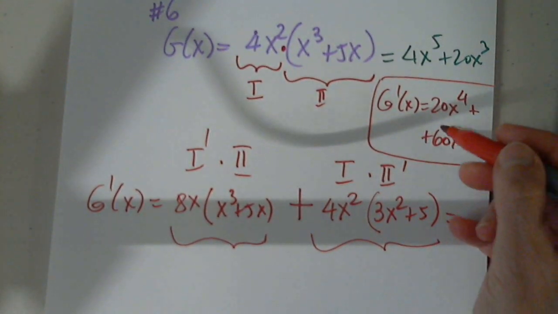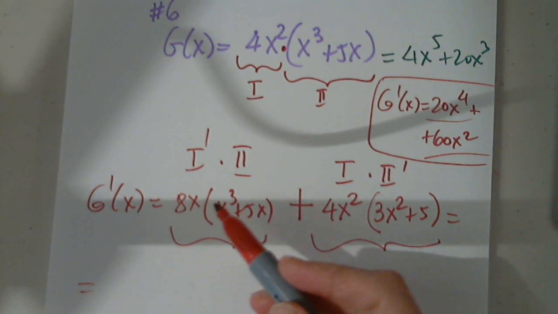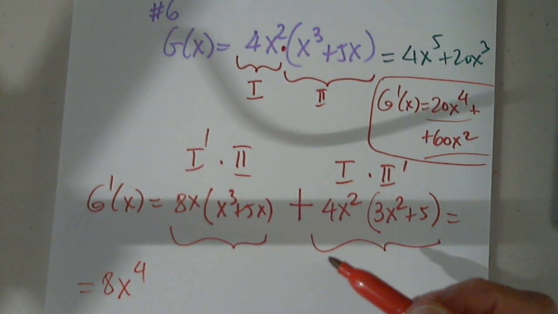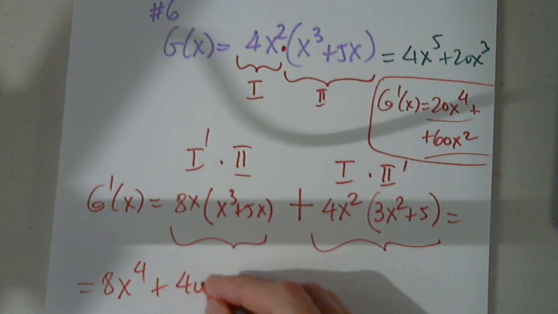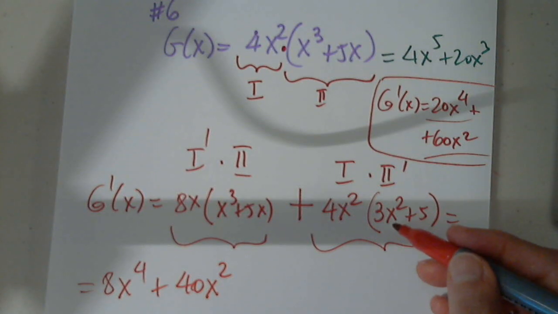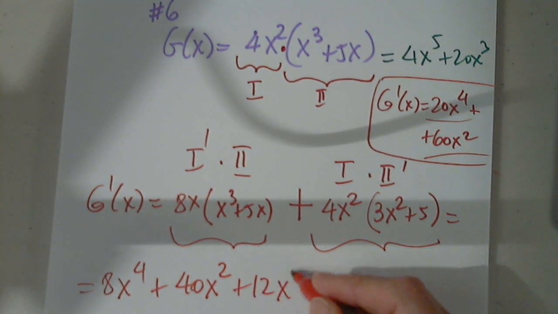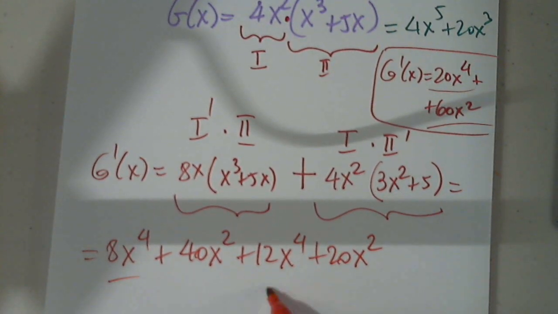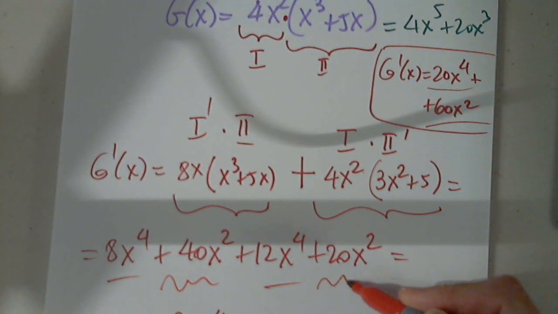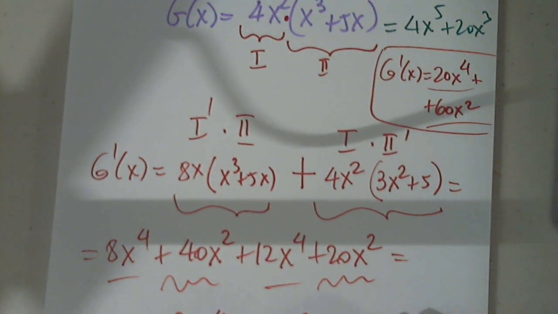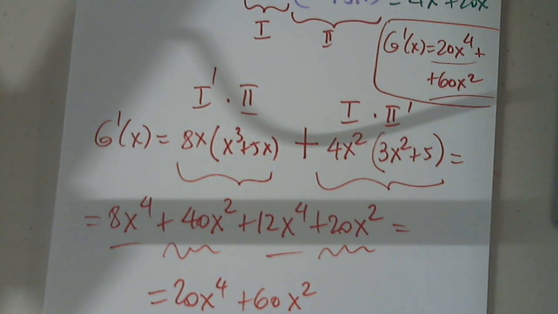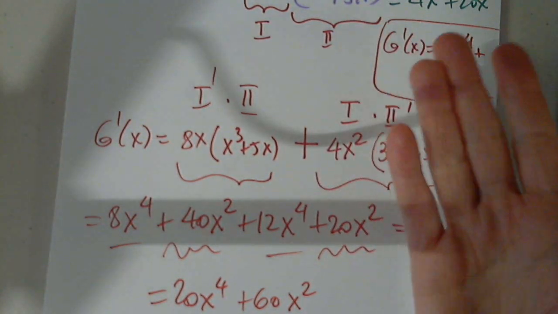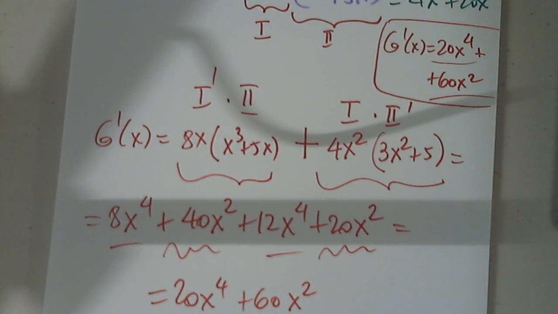Yes, I will have to distribute and make sure that I get the same thing. So 8x times x cubed is 8x to the 4th. 8x times 5x is 40x squared. 4x squared times 3x squared is 12x to the 4th. And 4x squared times 5 is 20x squared. This with this has to give us the 20x to the 4th. And this has to give us the 60x squared. The reason why we practice the product rule is not for this, really. We practice it for something else, which follows after this section, which is the chain rule.